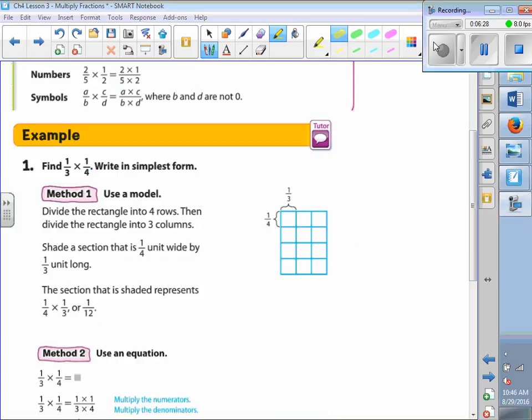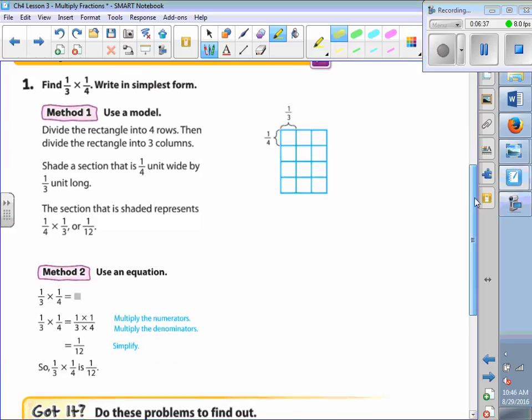So, for example 1, we have 1/3 times 1/4, and we want to write that in simplest form. Now, once again, there are 2 different ways to do this. You can do this with the picture, or you can do this with writing the equation. Because we already did the picture form and we figured out our rule, I'm going to say it is okay for you to go straight to the equation. Unless they ask you to draw a picture, then you can go straight to the equation.